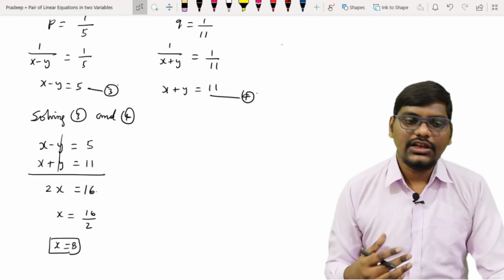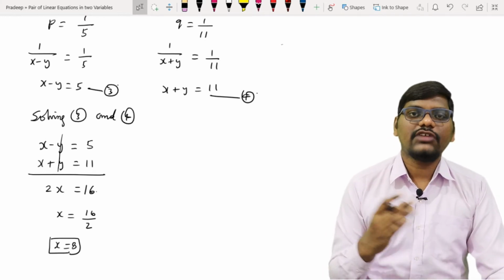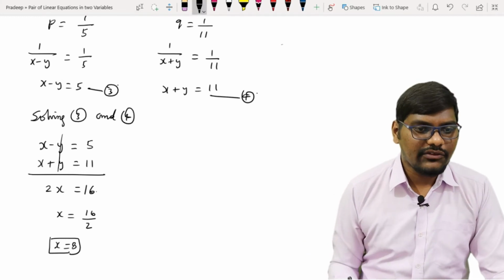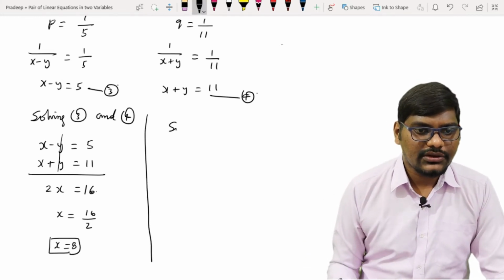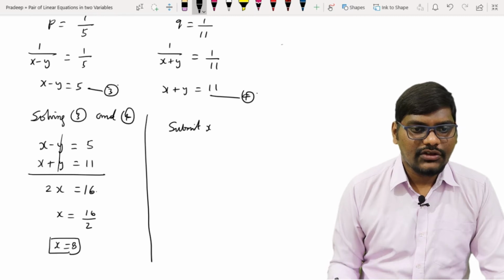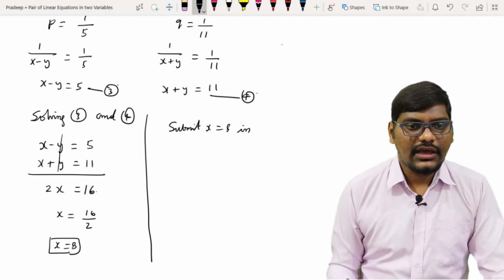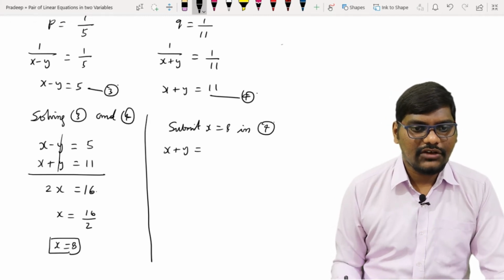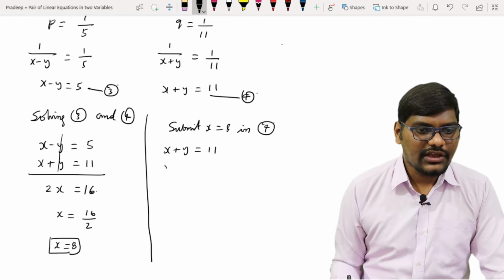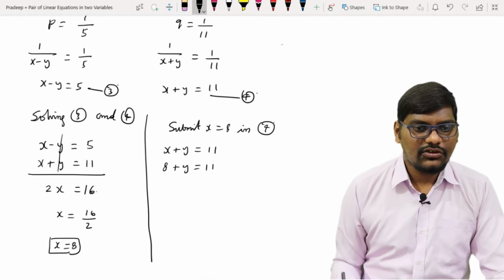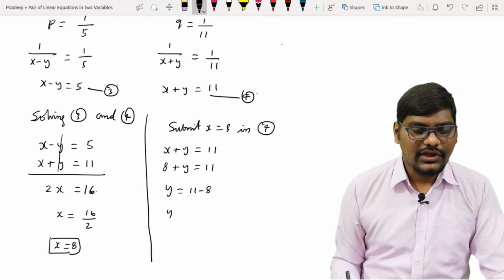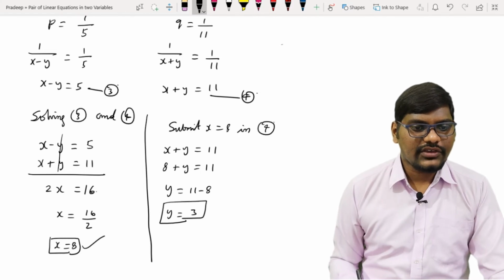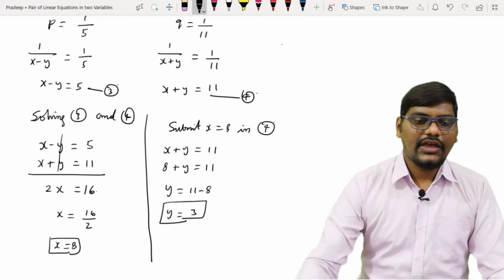If we substitute x value, that is x equal to 8, in either third or fourth equation, we'll be getting even y value also. So I can write here substitute x equal to 8 in, I'll just substitute in the fourth equation. So what is the fourth equation? That is x plus y equal to 11. So in the place of x I am just writing 8, so 8 plus y is equal to 11. So this 8 I am sending to the other side, so y equal to 11 minus 8. So y equal to 3 is the value we are getting. So x is 8 and y is 3 as the value we are getting.